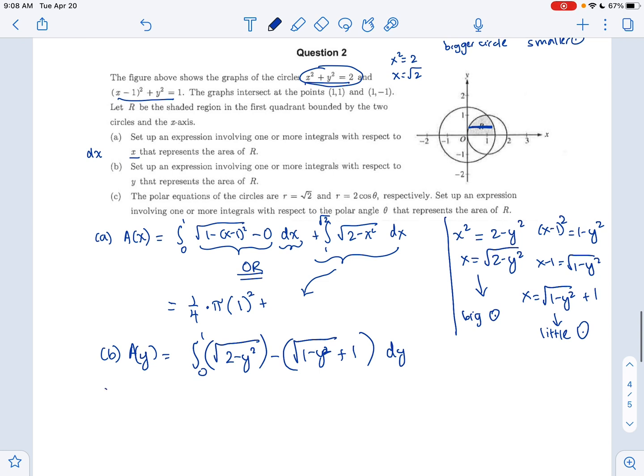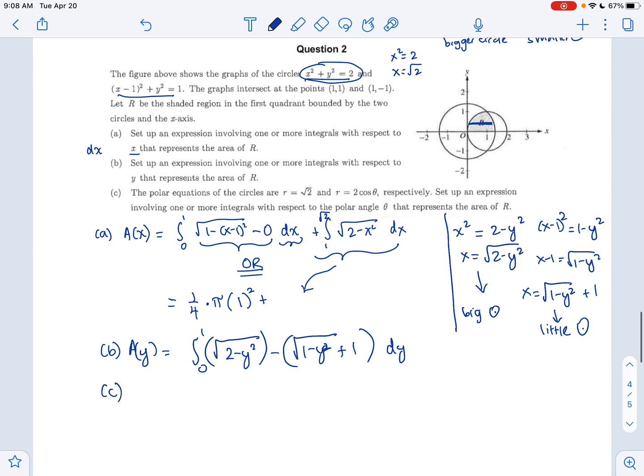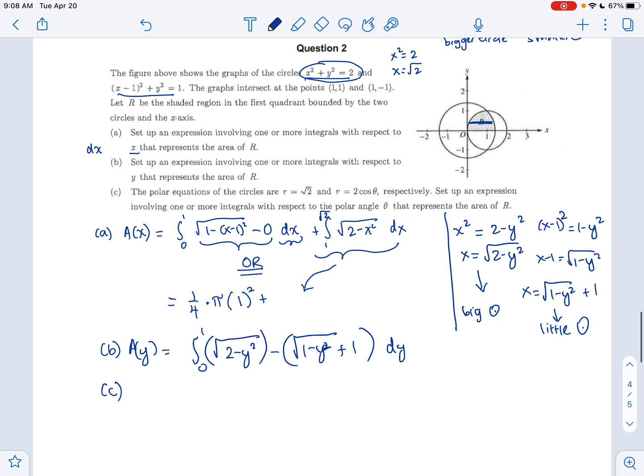Okay, and all these are just setups and not actually calculating it because it was a non-calculator question. Now they redefine the two equations and they say the polar equations of the circles are r equals the square root of 2 and r equals 2 cosine of theta. And they want us to set up an expression involving one or more integrals with respect to the polar angle that represents the area of R.